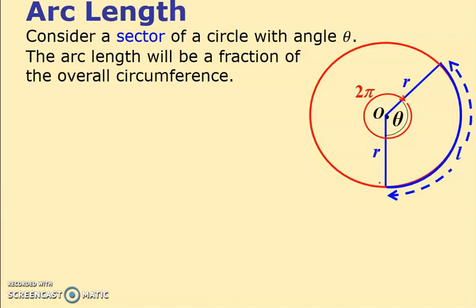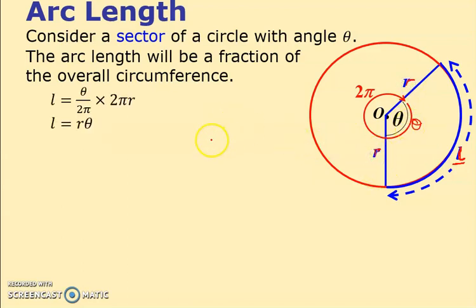A couple of things to note. We've got the arc length here. I've called it L. We've got the angle for this sector is theta. Obviously it's normally 2 pi all the way round, but for our sector it's theta. And we've got the radius there, r, for our sector.